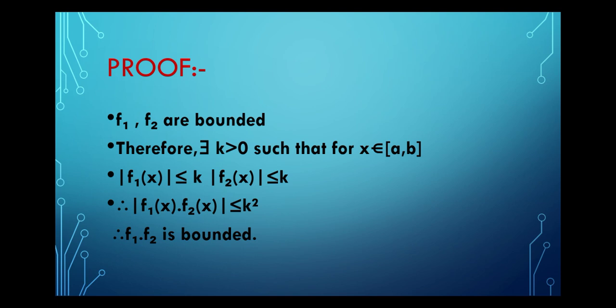Therefore there exists k greater than 0 such that for x in [a, b], |f1(x)| ≤ k, |f2(x)| ≤ k. Therefore |f1(x) f2(x)| ≤ k². Therefore f1 f2 is bounded.